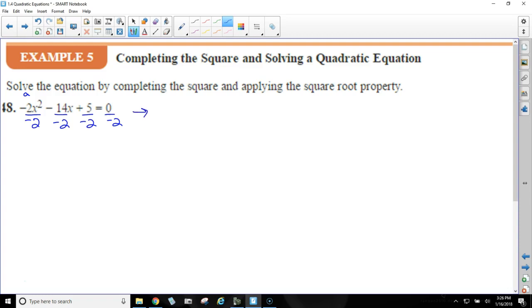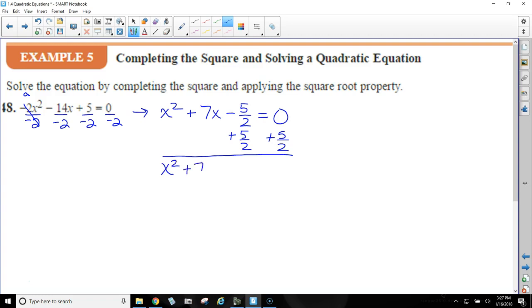So what's equivalent to this is 1x squared plus 7x minus 5/2 equals 0 divided by -2, which is just 0. Now, the first thing we do is we move the number out of the way, so we're going to add 5/2 to both sides. So we'll have x squared plus 7x, let's leave a little space for our magic number, equals 5/2. It's a positive 5/2 over there now.